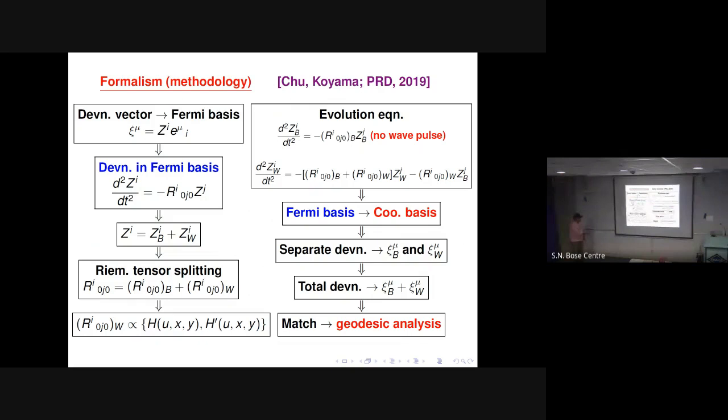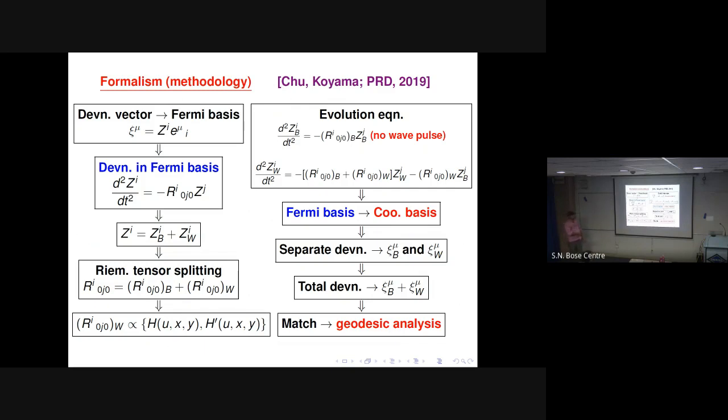The Riemann tensor can be decomposed into a wave part. And this wave part contains terms which are proportional to the gravitational wave. So this Riemann tensor, which has these terms H and H, will come from the gravitational wave. So we have two kinds of evolution equation: one for the background, when there is no gravitational wave pulse, and one for the gravitational wave. And then you need to solve it.